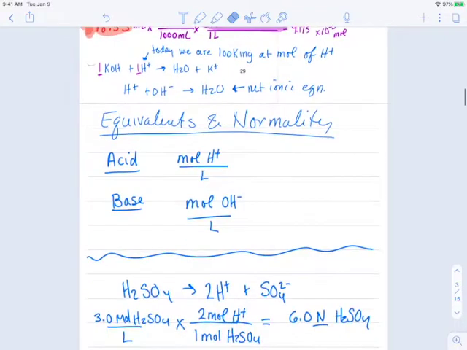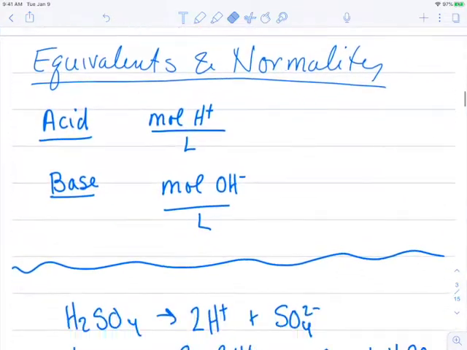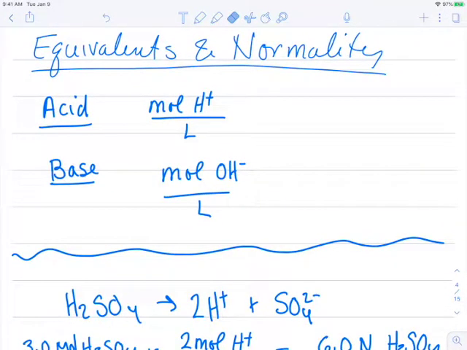All right, so let's go ahead and talk about the post-lab questions, the discussion questions. And the first thing I want to do is talk about equivalence and normality. So we started talking about this last lab. And what we said is for an acid, it's moles of hydrogen per liter, and for a base, moles of OH per liter.